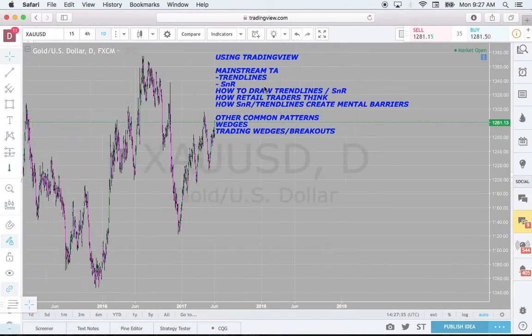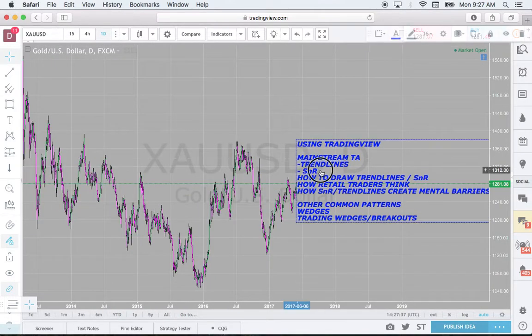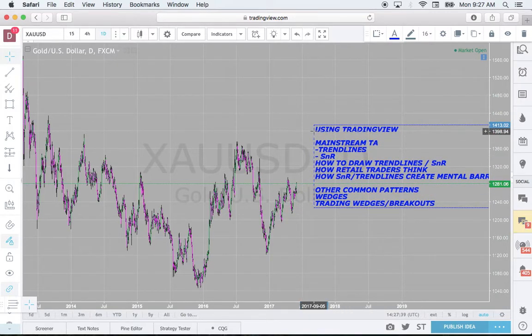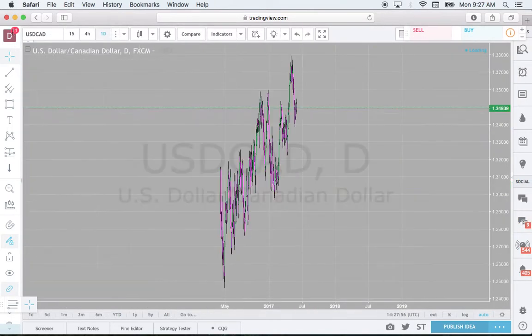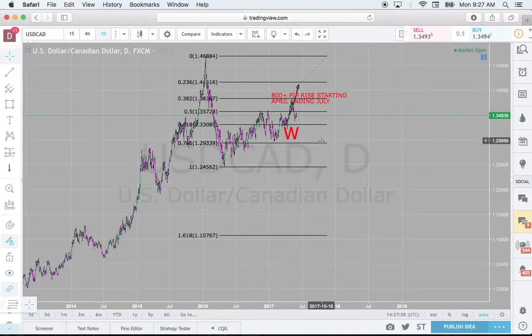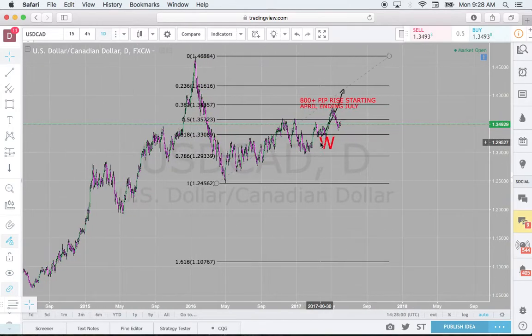So, I guess before we get into drawing support and resistance and trend lines, I should go over how to use TradingView. Basically, TradingView has a very simple interface. Here are your currency pairs. You type in whatever you want, USD CAD, that's the US dollar versus the Canadian dollar.